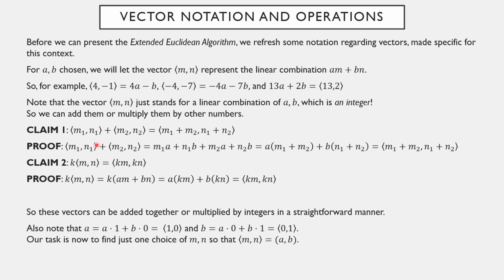Okay, also note, a is definitely equal to a times 1 plus b times 0. But hey, that's 1 times a and 0 times b. So I can represent a as this vector, and b can be represented as this vector here. So what we've established is a can be represented as a vector, b can be represented as a vector. Any sum of two vectors can be represented as a vector. Any product of a vector with an integer can be represented as a vector. And now the goal is find a vector that represents the GCD.